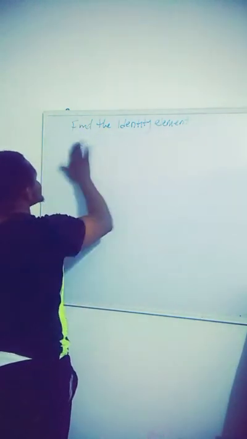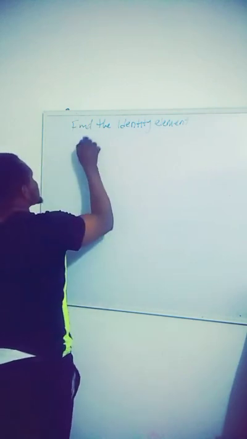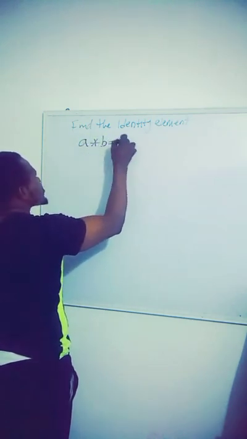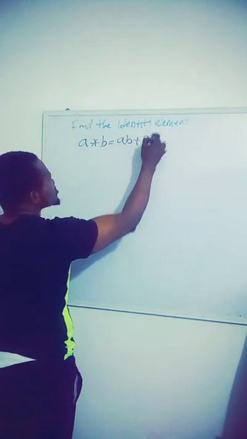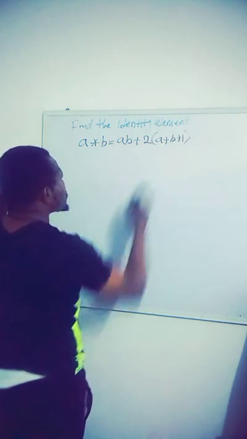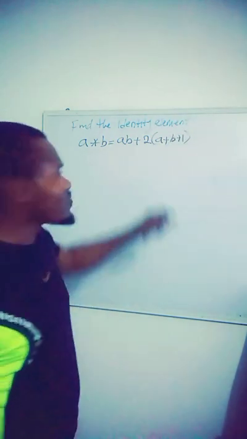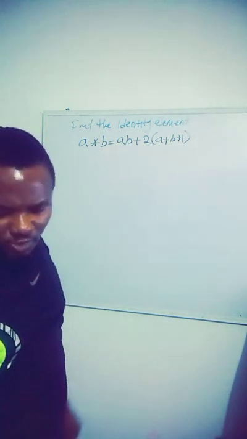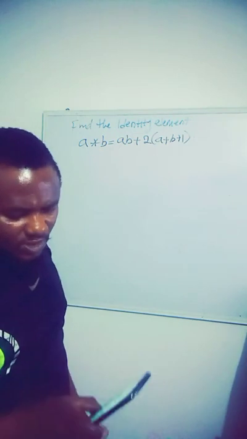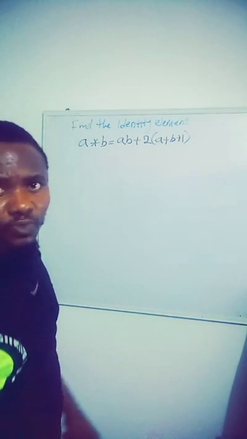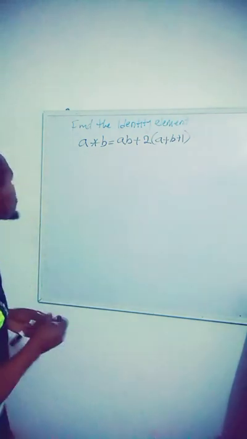A star B is equal to AB plus 2 into A plus B plus 1. So you have to find the identity element of this operation. So how do you do that? You must understand what identity is first. Once you know that, you'll be able to solve the question.